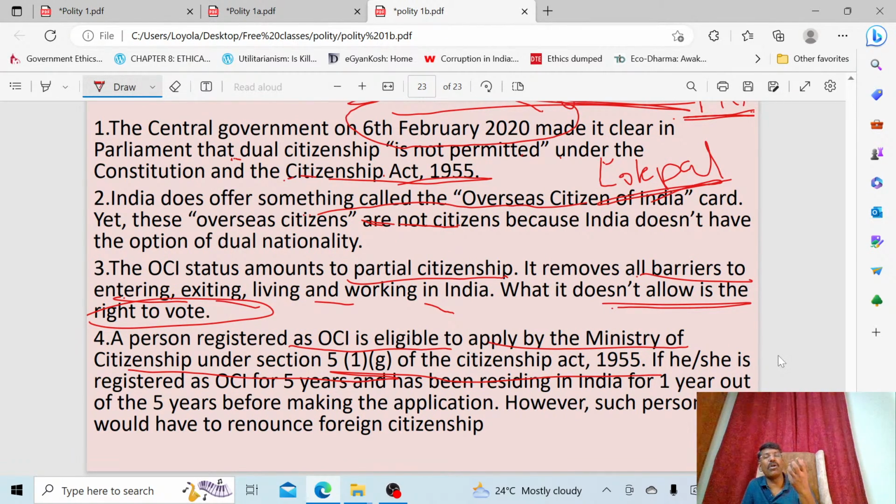Now it became a controversial part that one same person is called OCI and PIO. Now the government of India decided to merge everything together. Now the overseas citizen of India is the only legal term, not people of Indian origin. So the OCI card is used not for the purpose of citizenship, but for entry, exit, living, working, and those areas only. We can accept the concept of right to vote. But there are other provisions also to strengthen the relationship with various countries.